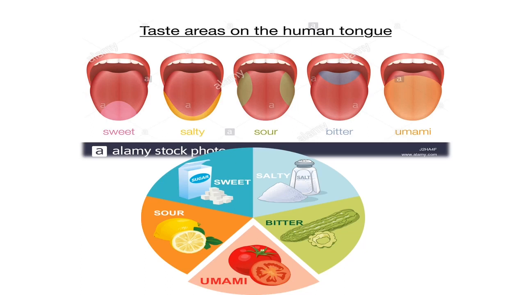Then sour, that is the completely lateral area of the tongue. Then bitter, that is the posterior area of the tongue. And umami, that is the whole area of the tongue. So these are the 5 tastes or taste buds found in the tongue: sweet, salty, sour, bitter and umami.